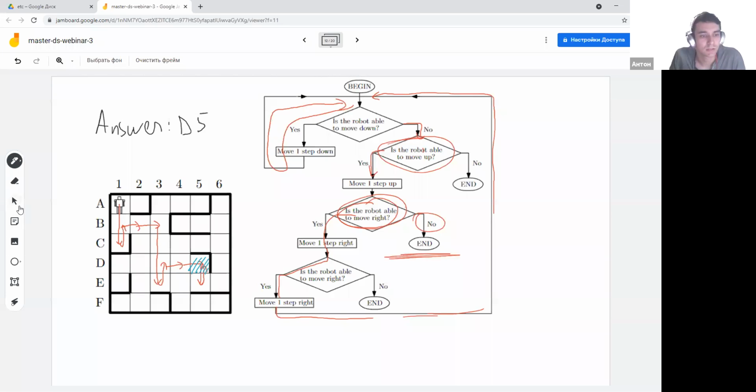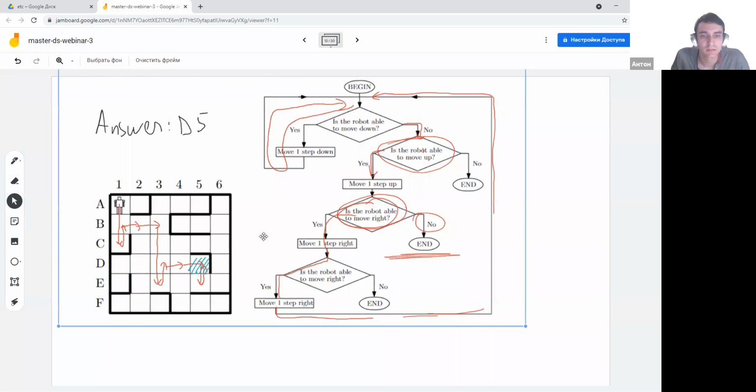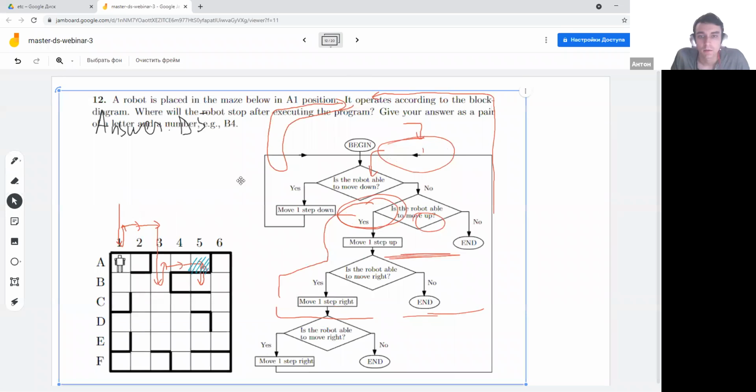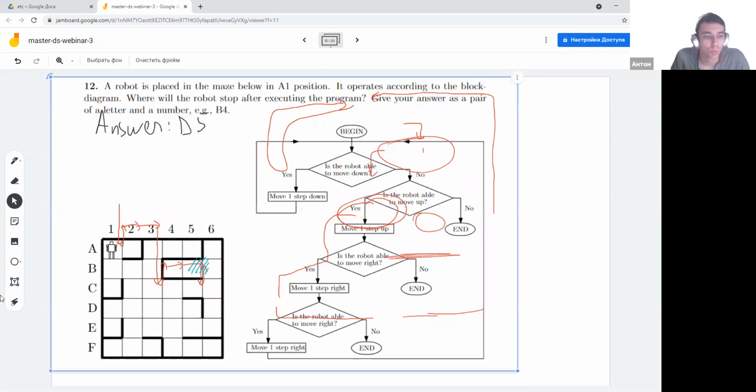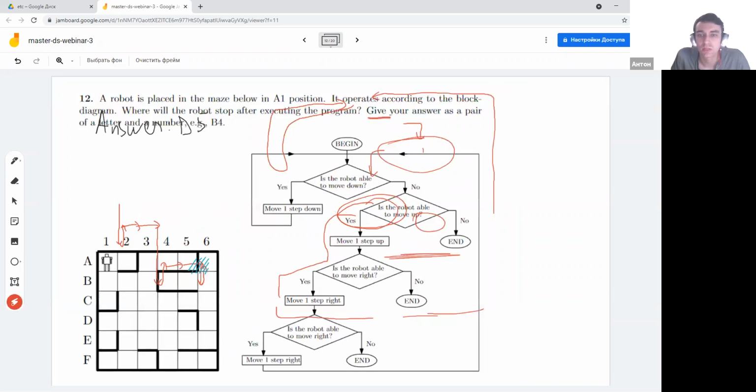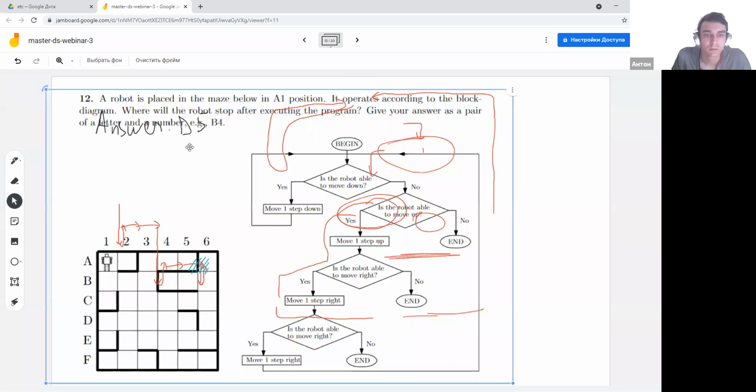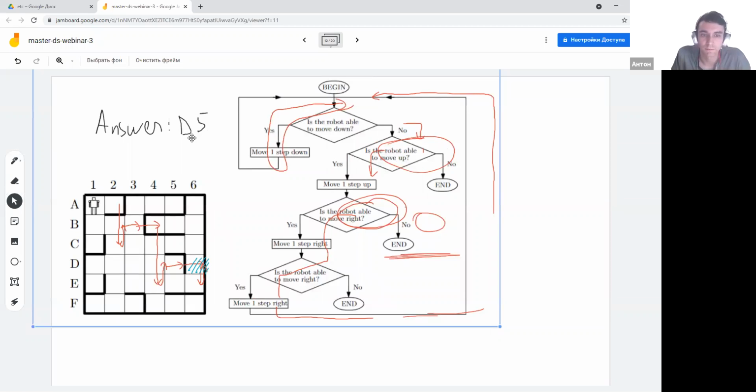And what is essential is the format of the answer. I would remind you that in this problem statement, it is said that we're asked to give an answer as a pair of a letter and a number like this. So be careful and do as asked. Enter your answer like this, D5, not 5D, not something else, not cell 5D or cell D5, just these two symbols.